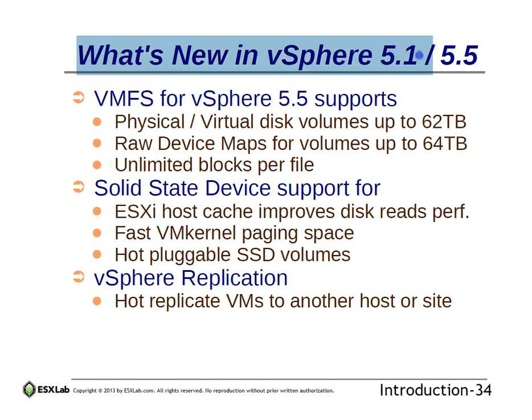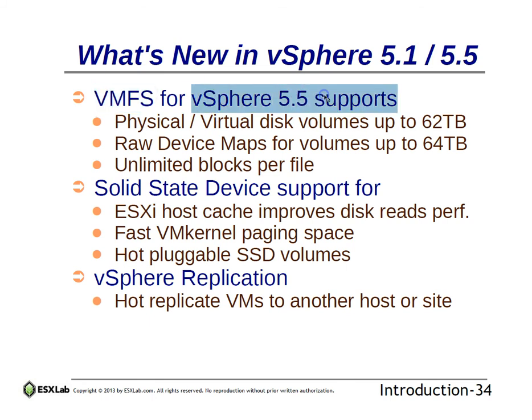Continuing on with what's new in vSphere 5.1 and 5.5, VMFS has been improved. VMware in vSphere 5.5 with Virtual Hardware version 10 supports physical volumes up to 62 terabytes and raw device maps, which map SAN LUNs presented directly to a VM, up to 64 terabytes. It supports virtual disks up to 62 terabytes, and there are no longer any block per file limits that VMFS 3 had. It supports solid-state drives, which can be used in many different ways.